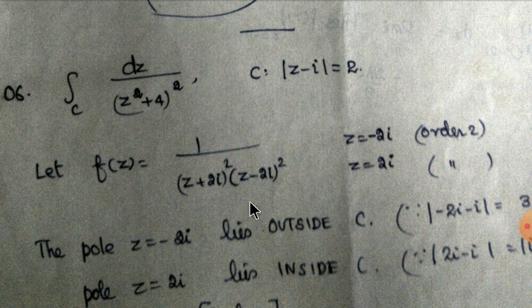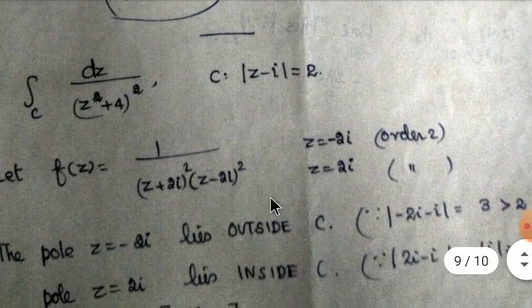What is f of z? I can split this into two factors, (z plus 2i) into (z minus 2i). It looks like (a plus b) into (a minus b), which is a squared plus b squared, that is z squared plus 4, because 2i whole square is 2 squared i squared, and i squared is minus 1, so we get z squared plus 4 here. So from this, z equal to minus 2i is of order 2, z equal to plus 2i is of order 2.